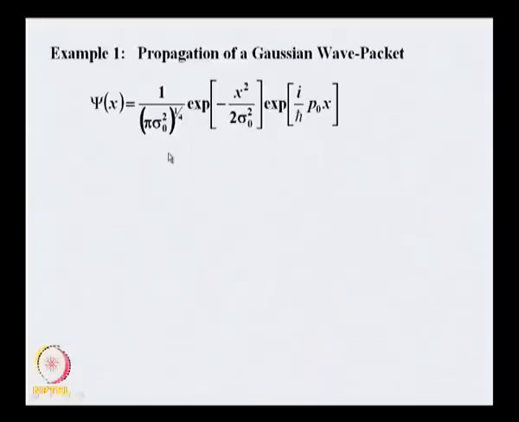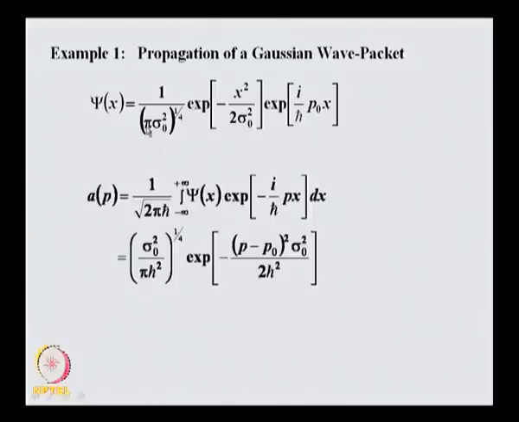Then we considered a simple Gaussian wave packet. So, at t equal to 0, psi of x is given by this. This is normalized; this factor is such that the integral of mod psi of x squared dx is 1. If you write down the corresponding Fourier transform, then you will find that it is given by this. So, if psi of x is normalized, then A of p is also normalized, in the sense that the integral of mod A of p squared dp is equal to 1.